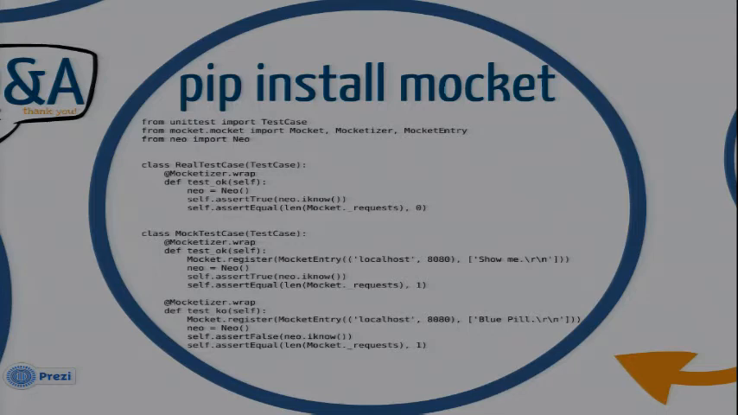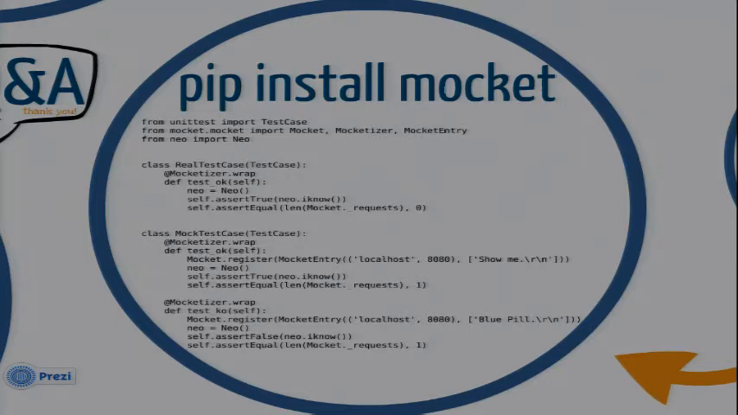We are decorating the test, but we are not registering anything to Mocket. So we instantiate Neo, we assert true that Neo said "I know" and Morpheus replies "show me", and then we assert that Mocket does not receive any request. So we know that we are going through the true socket.